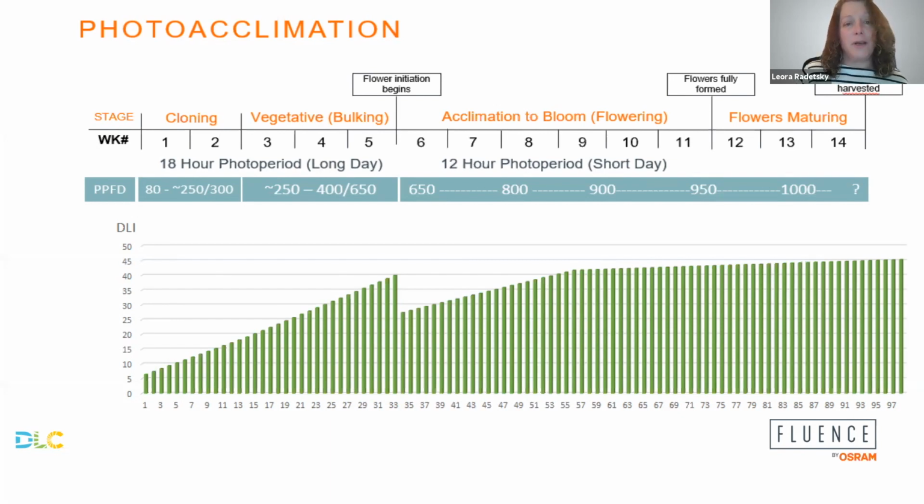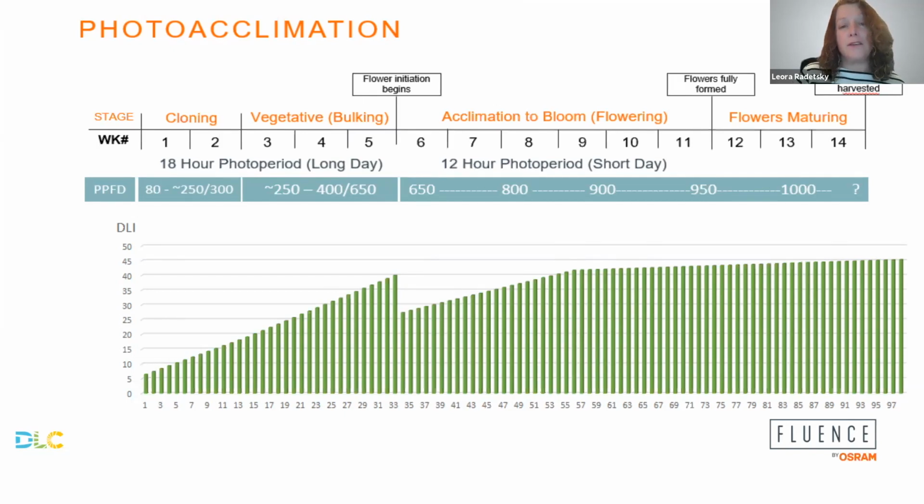And then as you get into the vegetative phase, you're going to gradually keep increasing that PPFD over that 18-hour photoperiod to as much as 400 or even 650, again, depending on your strain. And so you're going to get DLIs maybe as high as you see here, up to 40. Again, that's very strain specific.